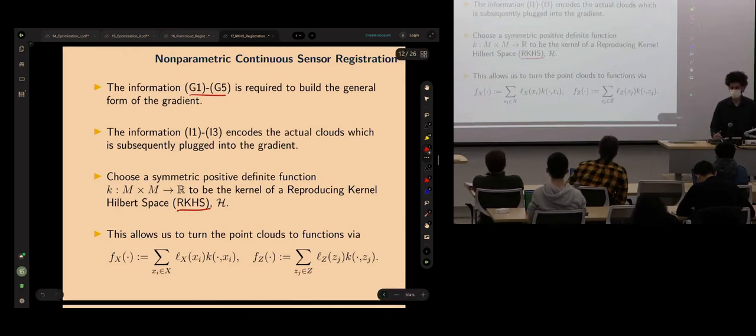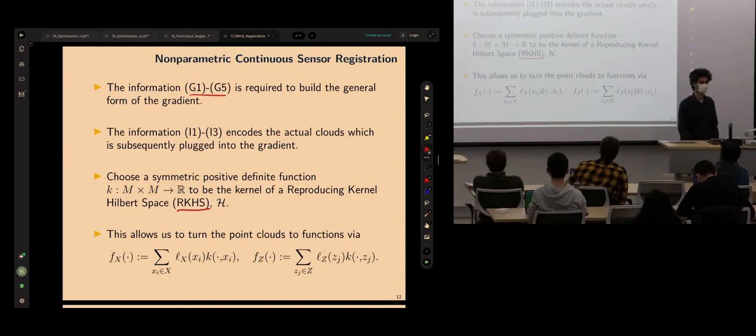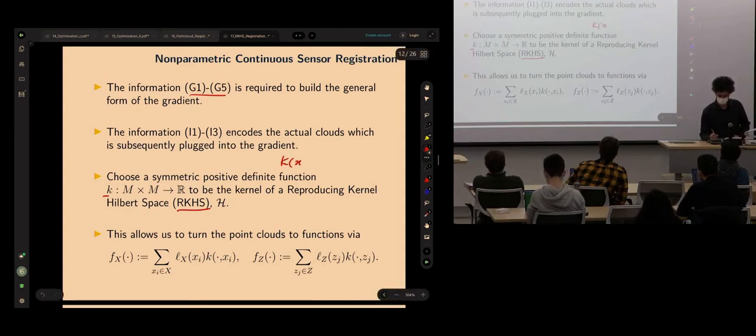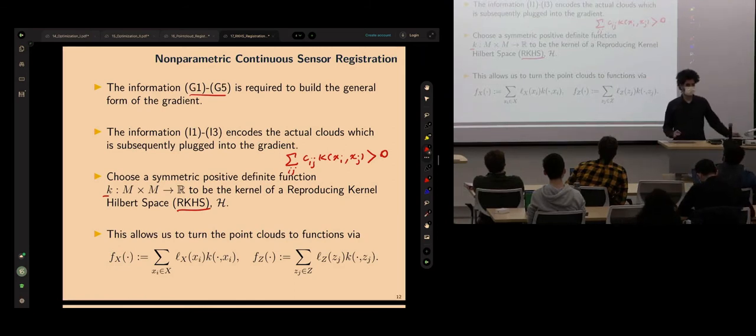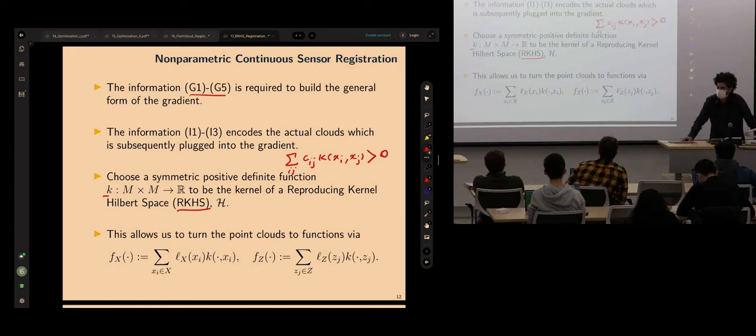Now, without telling you what is an RKHS, unless somebody asks, that kernel, if it's positive definite, a positive definite kernel is a kernel such that when you evaluate this, it's a generalization of positive definite matrices. The kernel is positive definite. When you evaluate this, it's positive.